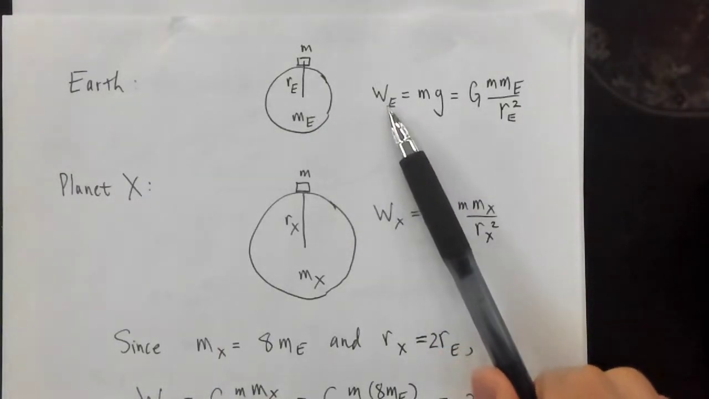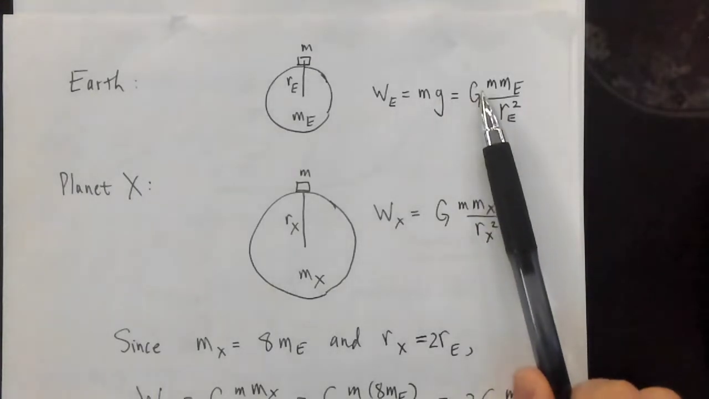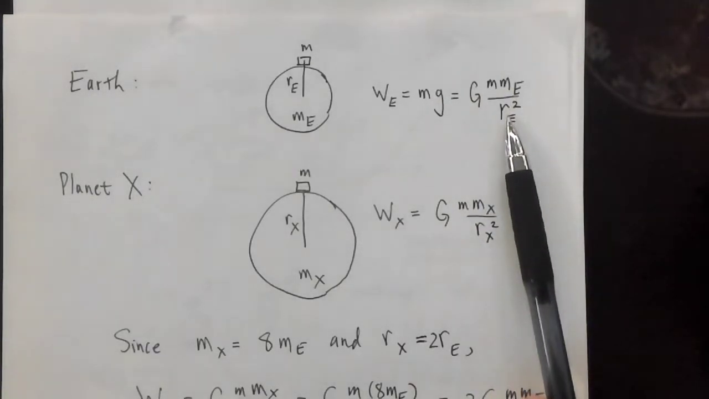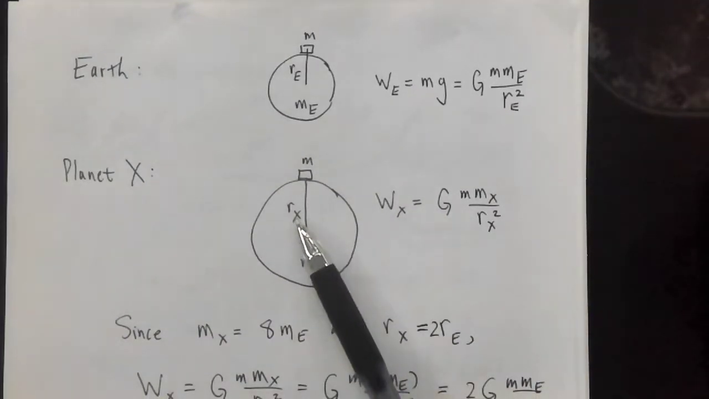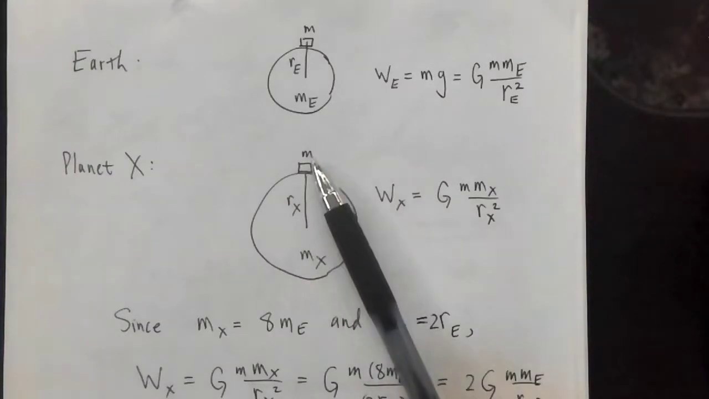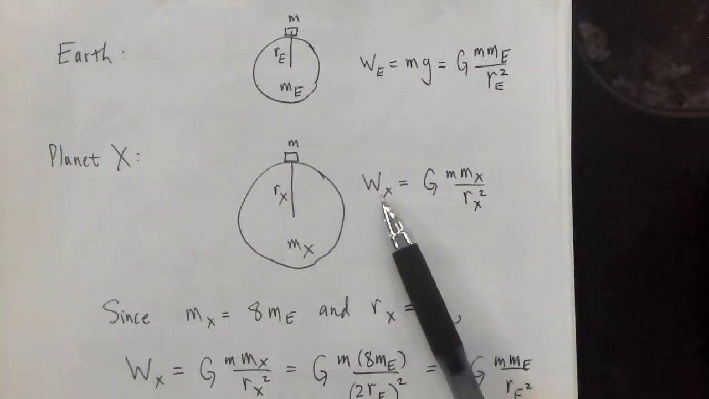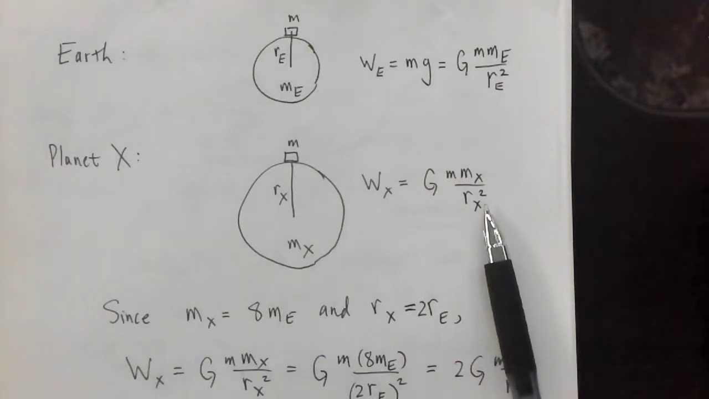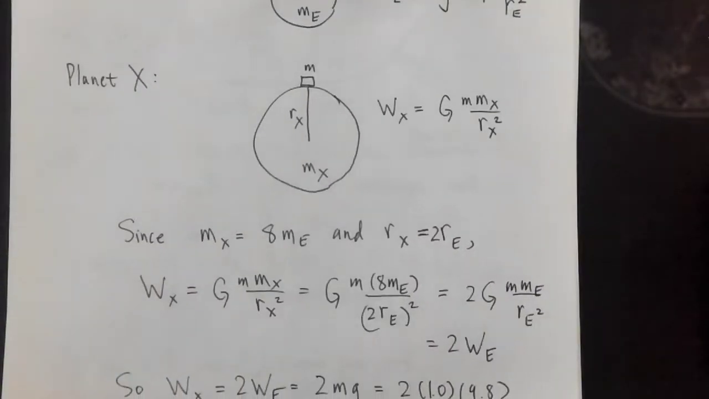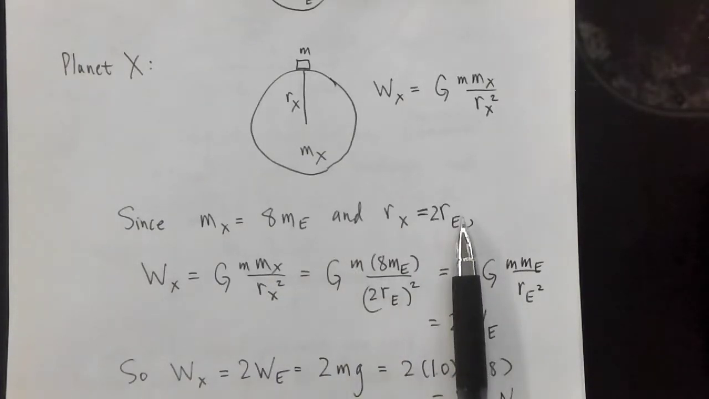Then the weight on Earth will be mg, small g, is capital G times m times Me over Re squared. Then I have the planet X, so I'll use the X for this case. And so I have Rx is the radius and Mx is the mass. Then the weight on planet X will be G times m times Mx over Rx squared. Now, we are told that the mass Mx is 8 times Me, the mass of the Earth, and Rx is equal to 2 times Re.